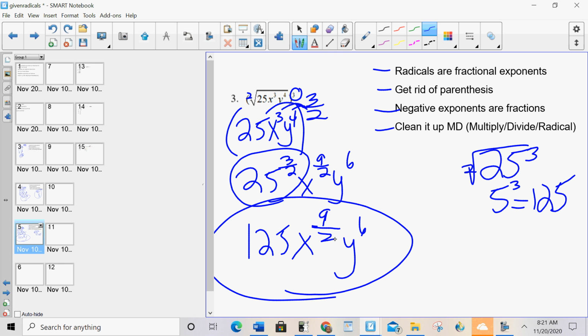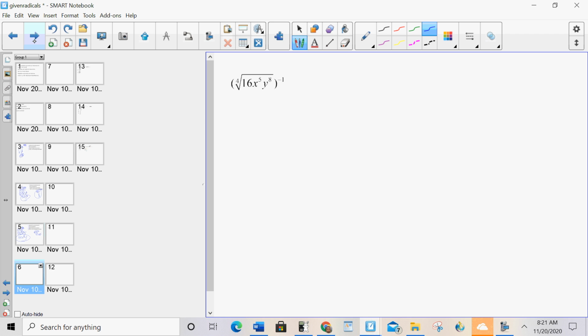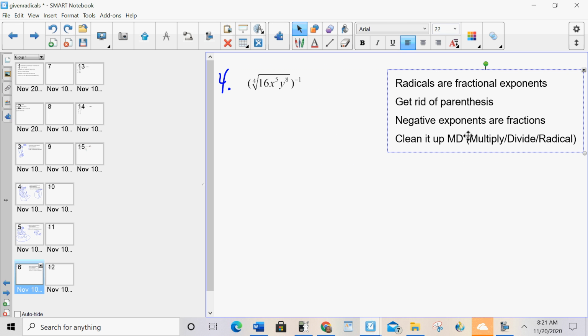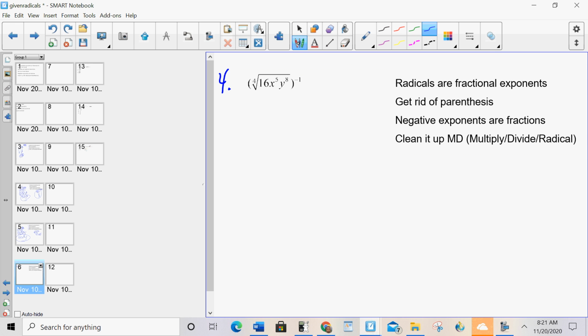All right, move on. Number 4. Keep in mind for number 4, if you're watching this in 2020, well, consistent with 2020 where everything was just a mess, there was a typo on the original sheet. There was a 4 instead of a 16, but it should be 16. Radicals are fractional exponents. Do I see a radical? Yes. So rewrite it as a fractional exponent.